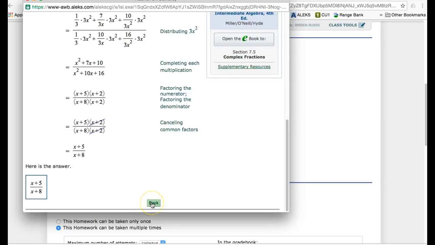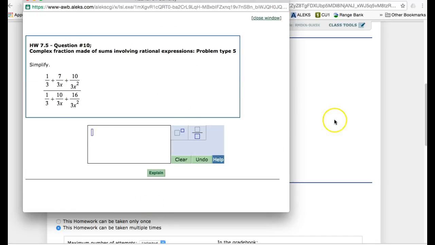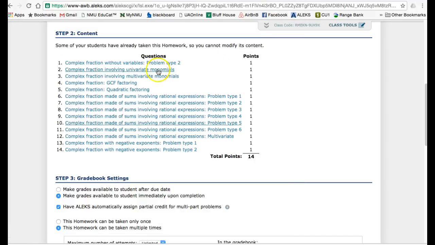Okay, I hope that's helped a little bit to see the pattern of the problems. You've got ones where you flip and multiply. That's the first few problems on the homework, up to maybe 5. And then you've got these ones where you multiply by the LCD over 1 on each term.